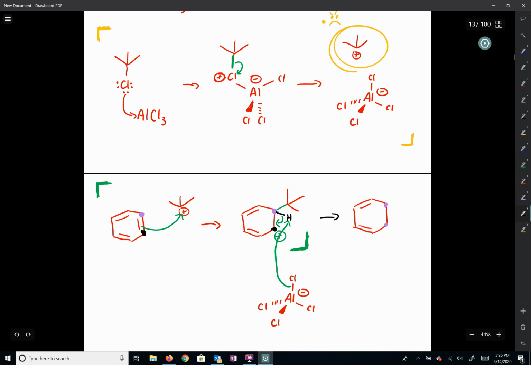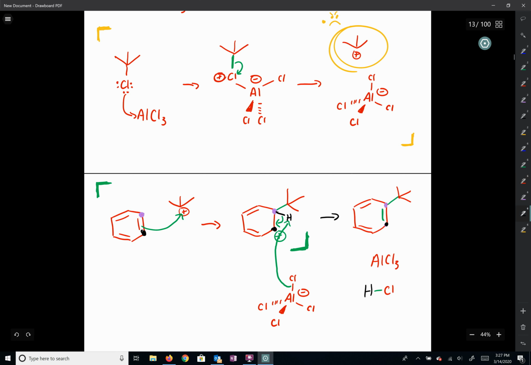Whoops, that didn't change colors. Green here, our green pi bond is reformed, right? And we added this butyl group right here. Okay. We reformed our AlCl3, and then we also happen to form some HCl. Right, that bubbles out of our solution.